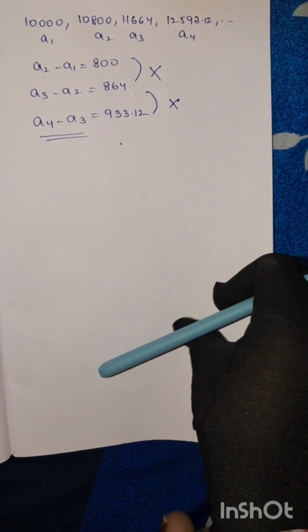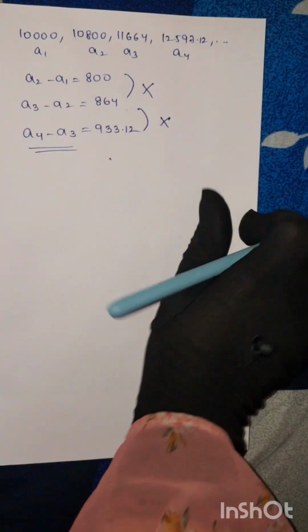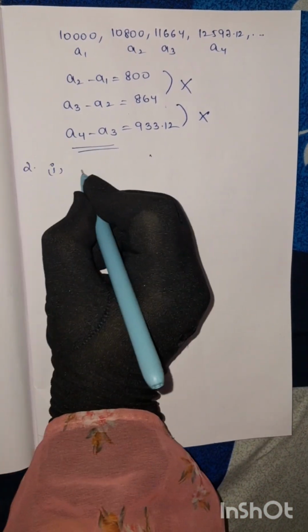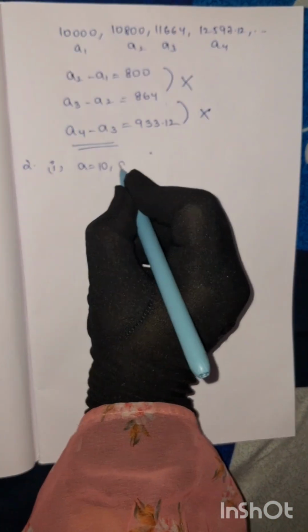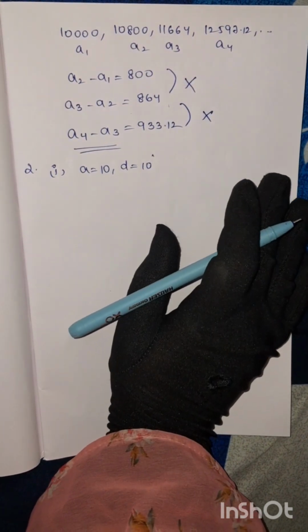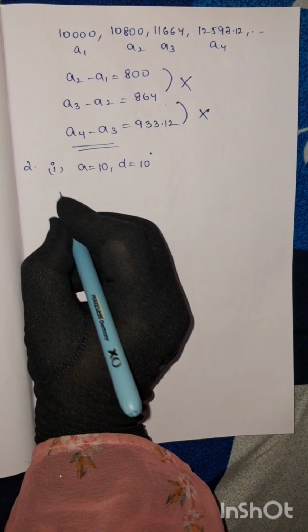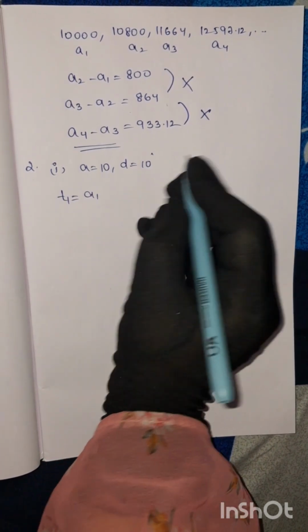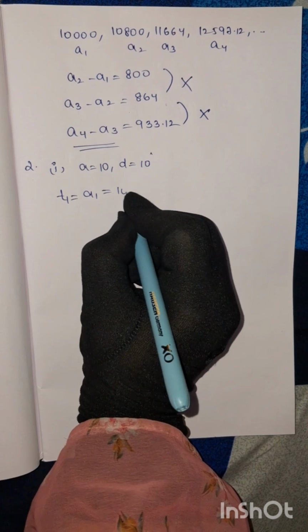Write the first four terms of the AP when the first term A and the common difference D are given as follows. In the question they already mentioned A and D. First one: what is A? A is 10 and D is 10. So here we have to write the first four terms of an AP. How will you write the first term? T1 is nothing but A, which is 10, right?